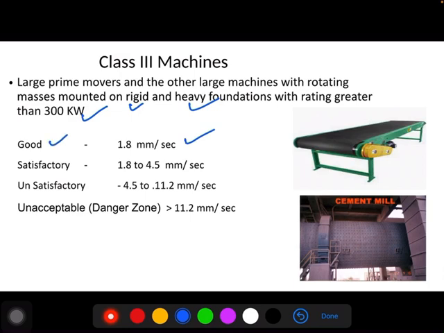If the vibration level is from 1.8 to 4.5, then it is satisfactory. For 4.5 to 11.2, it is unsatisfactory, and above 11.2, it is treated as danger zone. So some of the conveyors and instruments like cement ball mill, they all come under class 3.